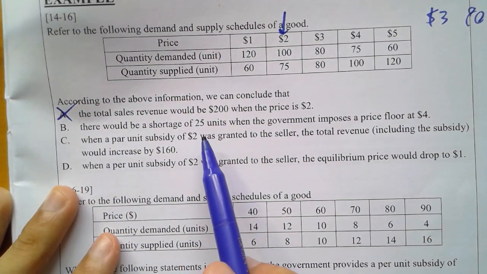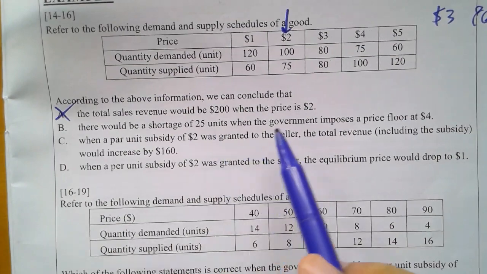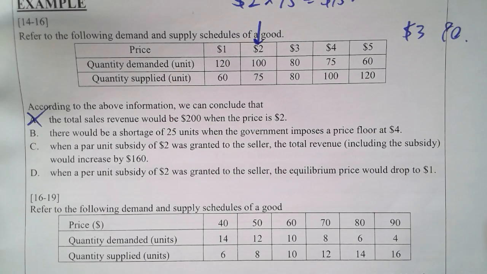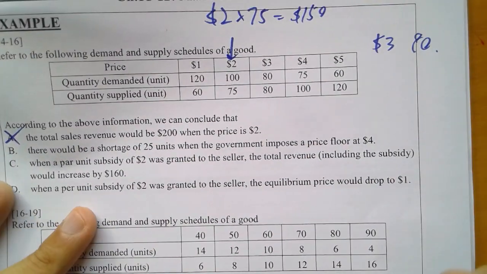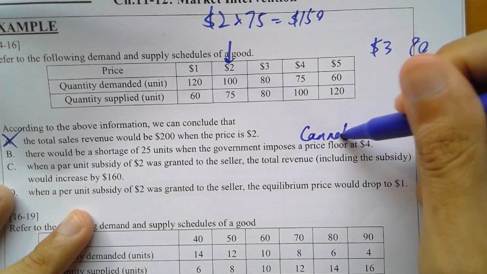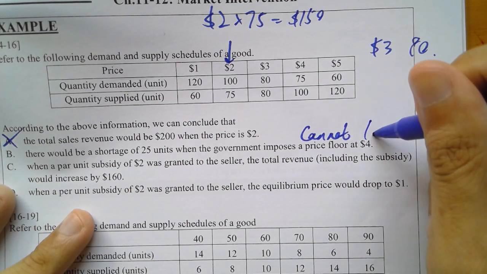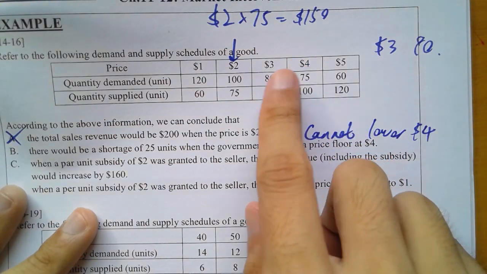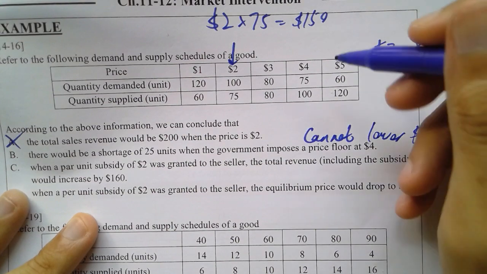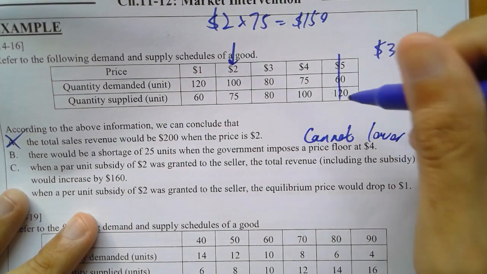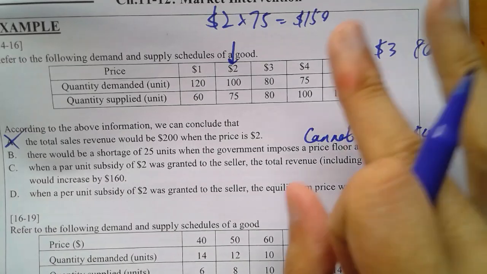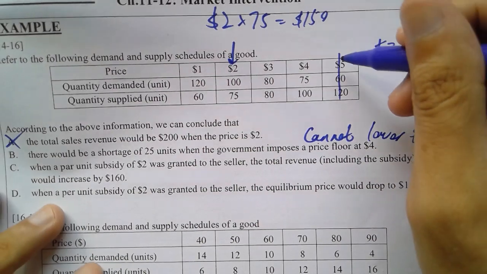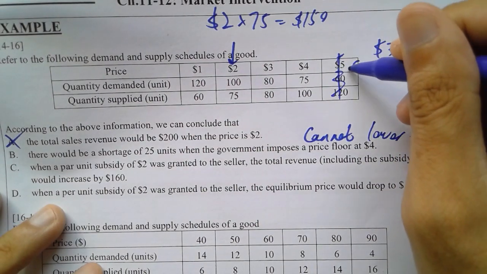B, there would be a shortage of 25 units when the government imposed a price floor, $4. Let's see. Why price floor? It means cannot be lower, right? Cannot be lower than $4. So let's do something. Okay, 1, 2, 3, 4, both okay. 5 not okay. Let's just cross it out, right? Now without this guy, floor cannot be lower.